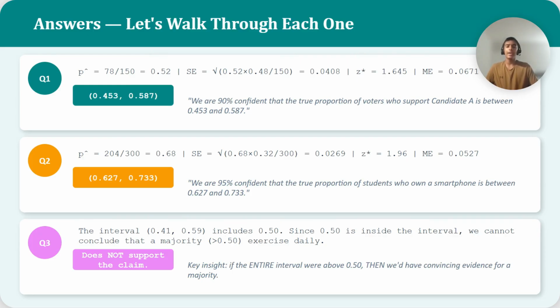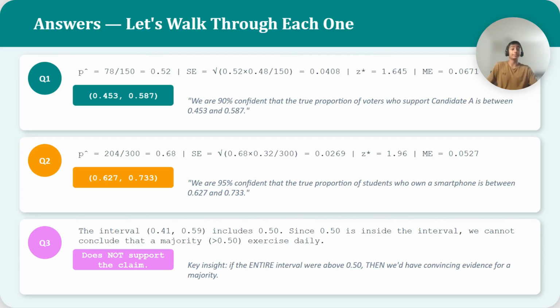The conclusion is we are 90% confident that the true proportion of voters who support candidate A is between 0.453 and 0.587. Question 2. P hat is 204 over 300, which is 0.68. Standard error is about 0.0269, and the Z star is 1.96. The margin of error is 0.0527, and our interval is from 0.627 to 0.733.